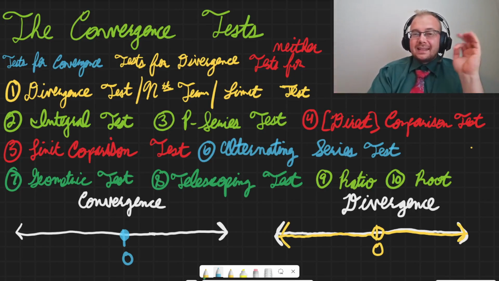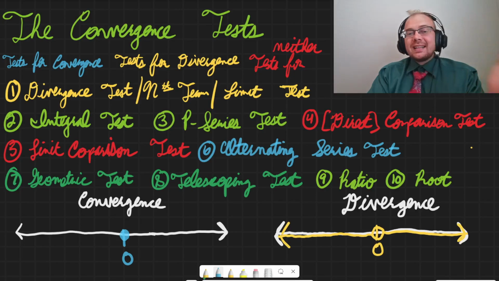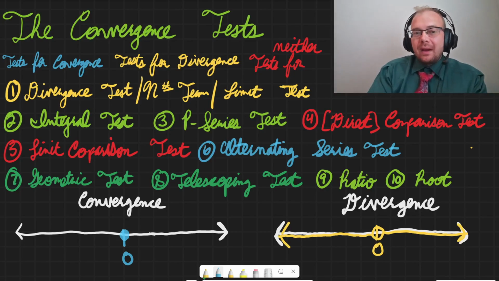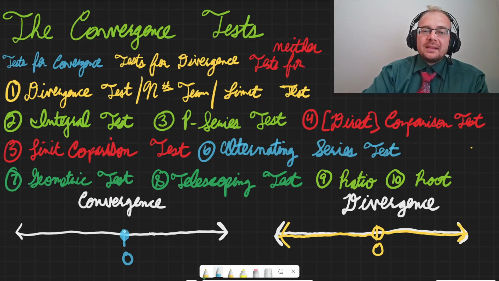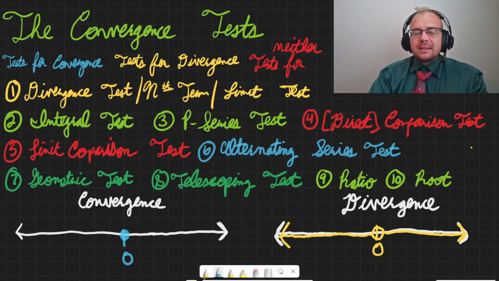Now, that's obviously way oversimplifying it. So just stick to the actual tests when you're testing them. But that's why they pair well. One of them, you want it to be 0. The other one, you don't want it to be 0.